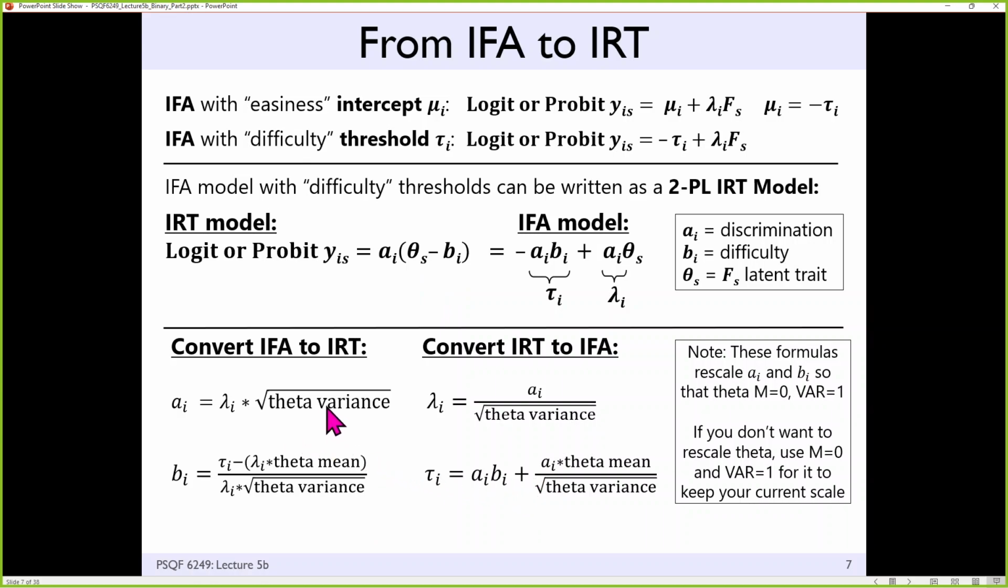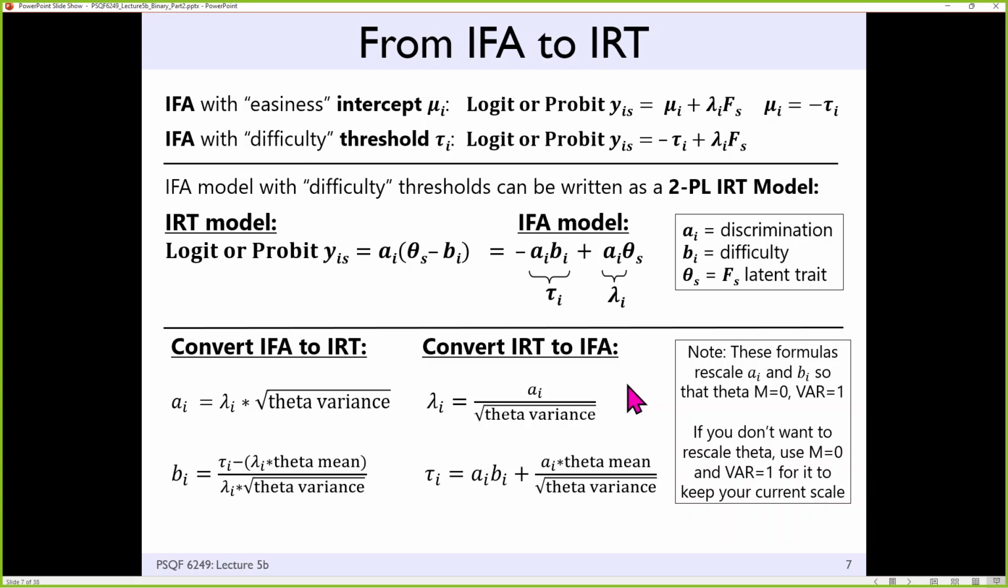So if you standardize your factor, if theta has a mean of 0 and a standard deviation of 1, then A is literally the factor loading. This part goes away, and you can go backwards the other way. And this becomes B is a threshold divided by a loading, or a threshold is A times B. Now, what the hell is a threshold?